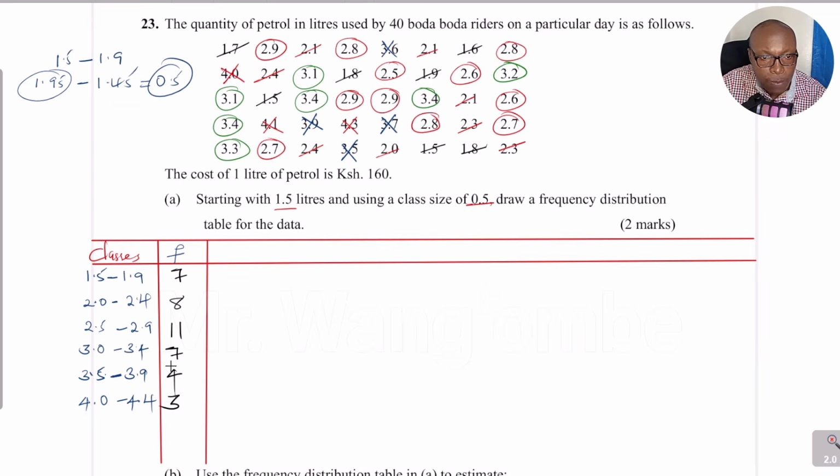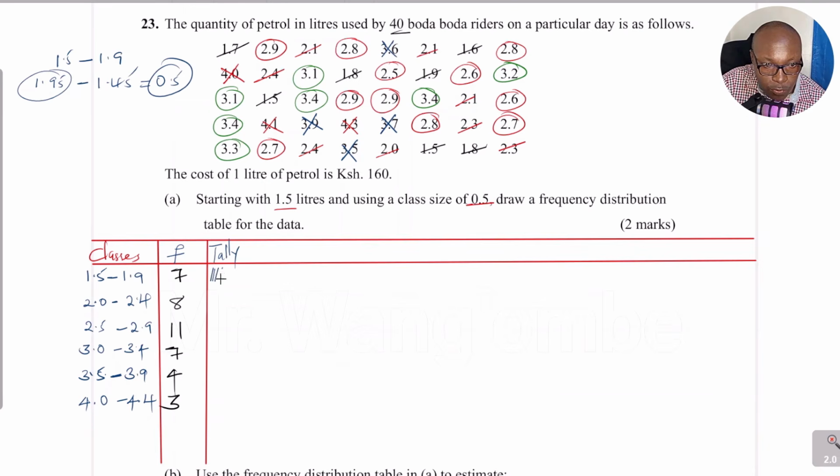So to confirm, because these are 40 boda boda riders, you have to confirm the total frequency should be 40. This is 7, plus 8 is 15, 26, 33, 37, 40. It is okay. So that is all. You can include the tally.